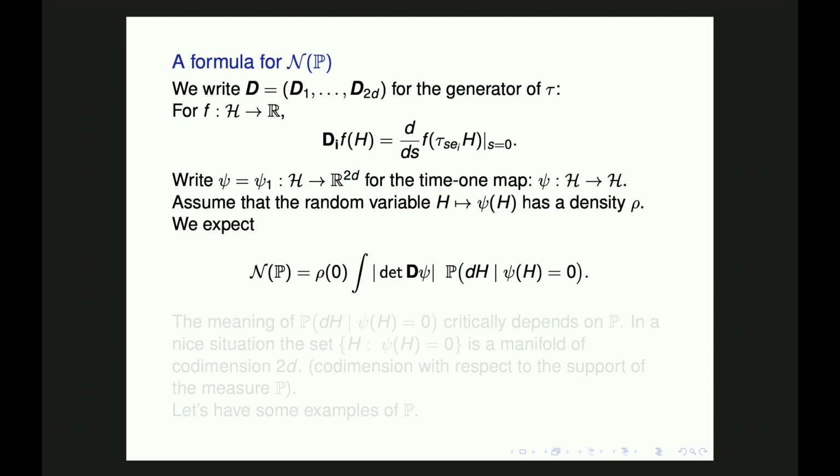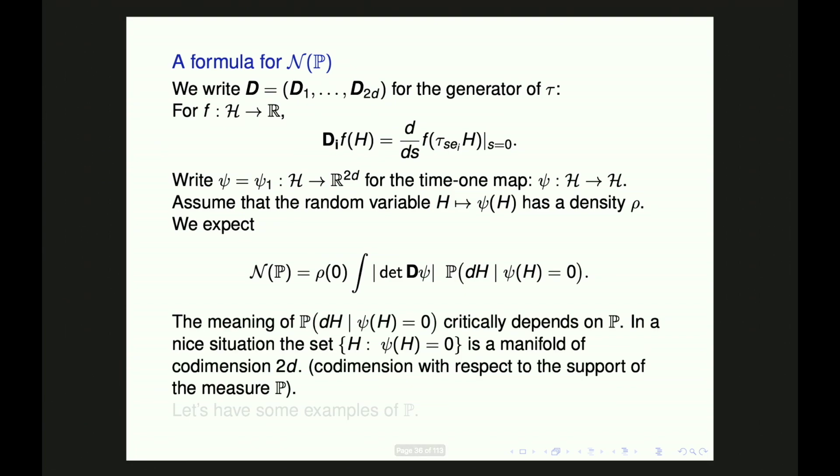Though, again, it's not clear at all that this set is non-empty. In fact, this set should be large enough so that you have a positive density for fixed points.